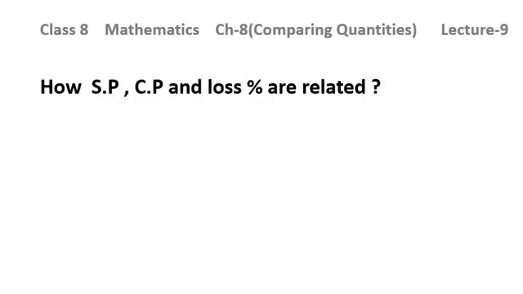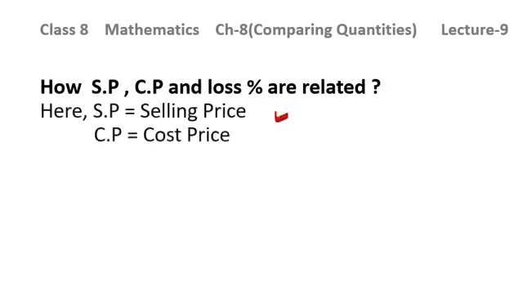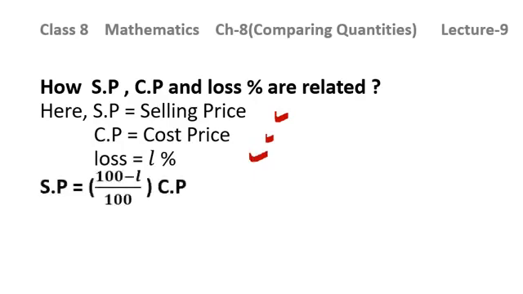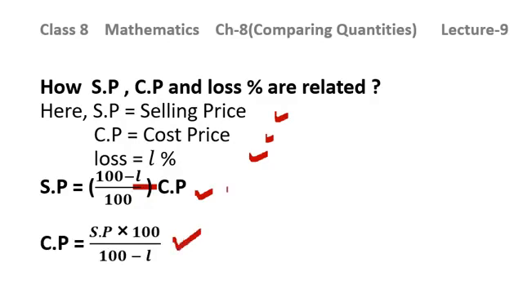Now coming to SP, how SP, CP and loss percentage are related to one another. SP is the selling price, CP is the cost price, and loss is given to you in percentage. Then the formula in terms of SP will be 100 minus loss percentage over 100 into CP. If I write the same formula in terms of CP, it will be SP into 100 over 100 minus loss percentage. So this is the formula.